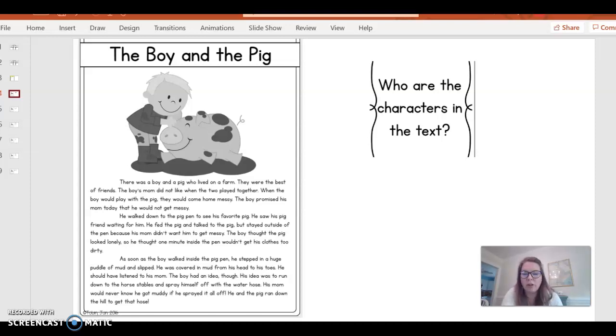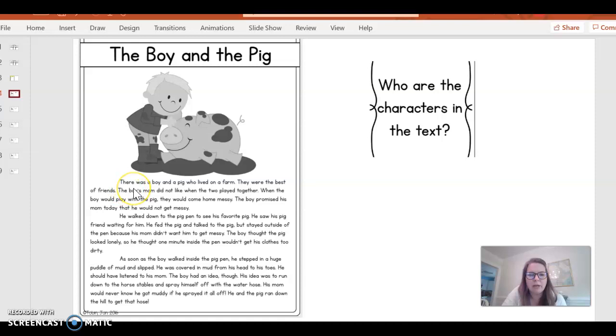Okay, scholars, so we're going to look at a story together and we're going to practice answering questions about the character, the setting, the beginning, the middle, and the end. And then lastly, the thing that we're going to add today is the problem and the solution. So the story that we're going to read today is called The Boy and the Pig.